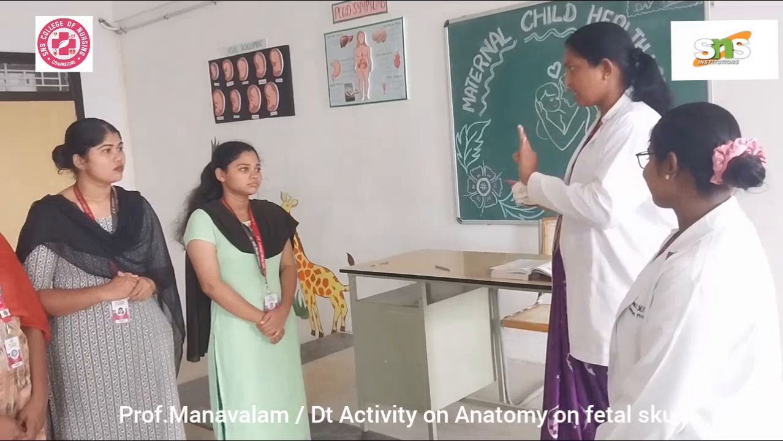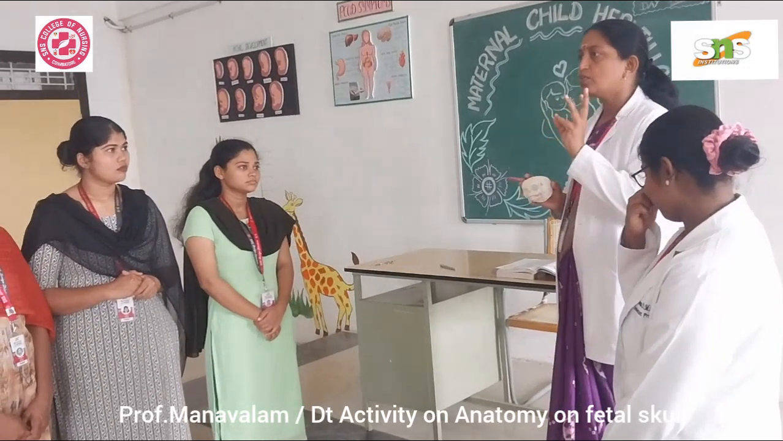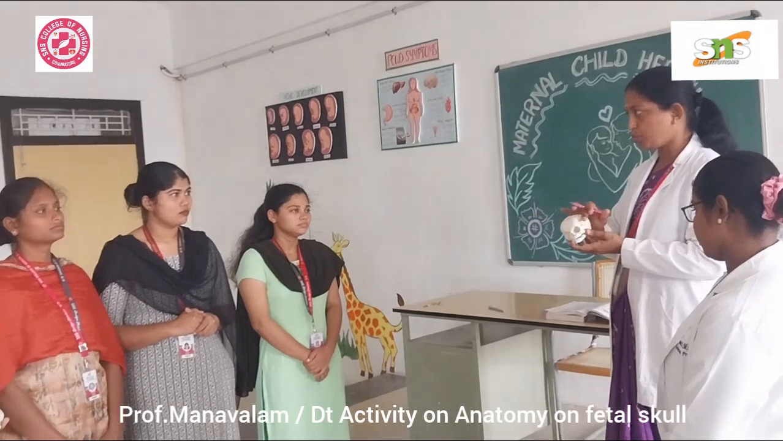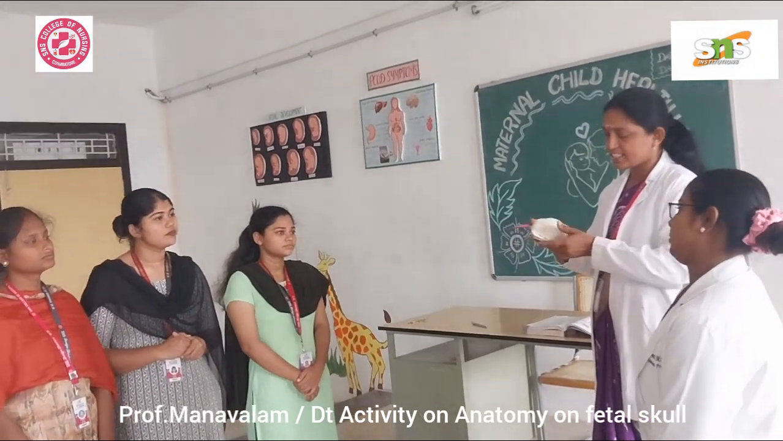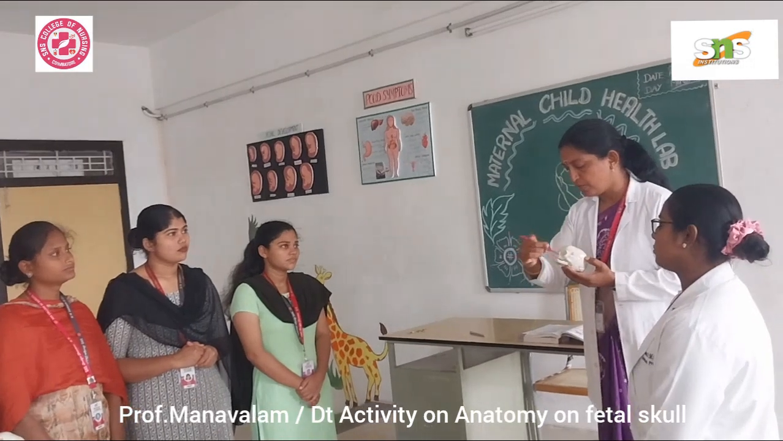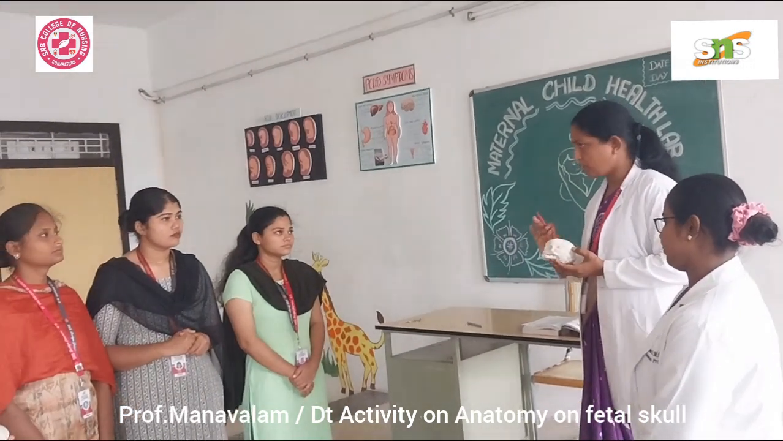The skull has three parts: vault, base and face. The above part is called the vault. Next, this part is called the base. Next, this one is called the face. So it has three parts.